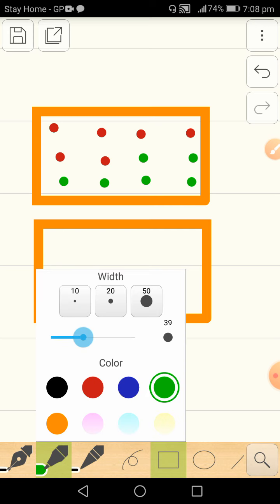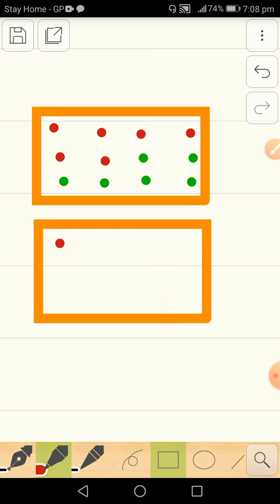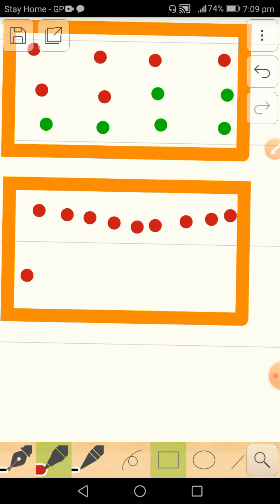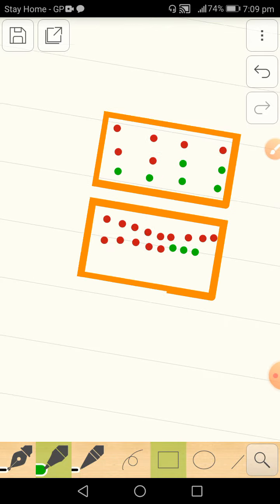Okay, now in the second case we have many more red particles. Red, red, red, red, red.